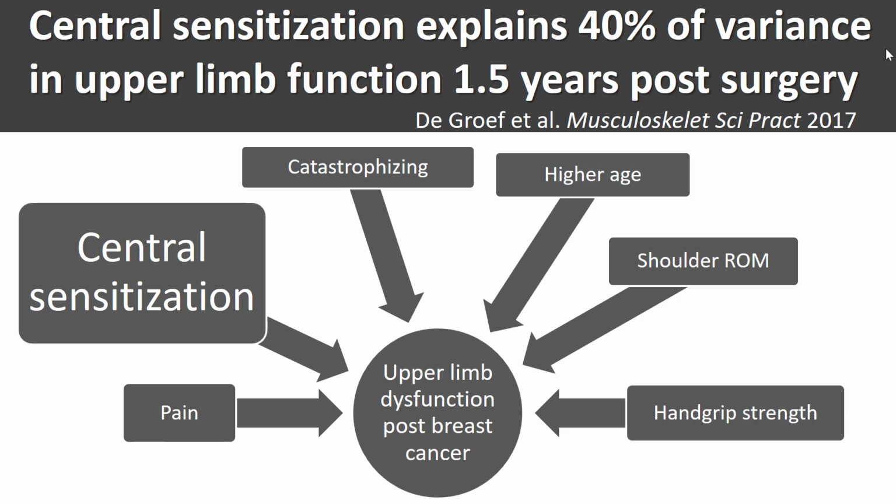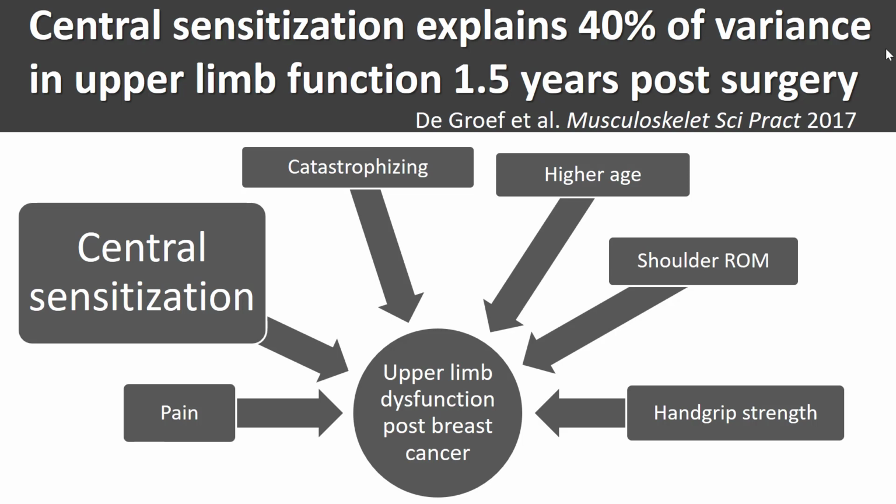And as you can see from this slide, central sensitization was even more important in explaining the variance of upper limb function than other more obvious factors like shoulder range of motion and hand grip strength, even though those factors were also contributing to the variance.